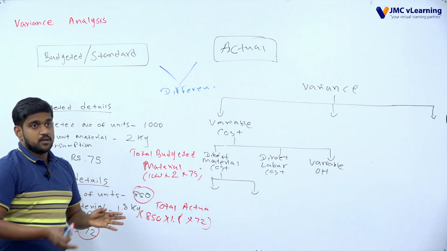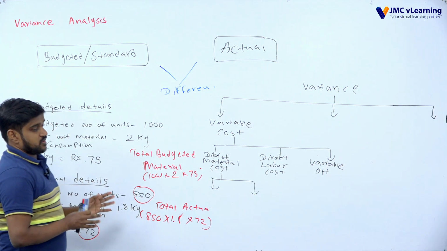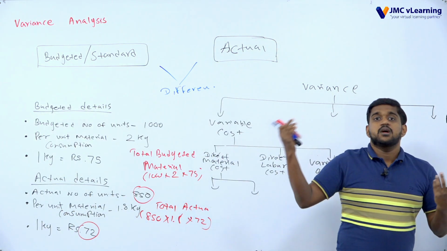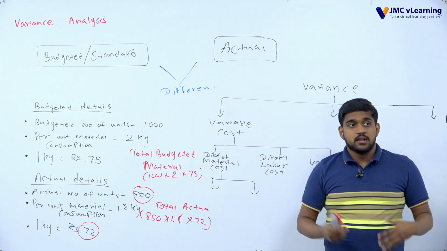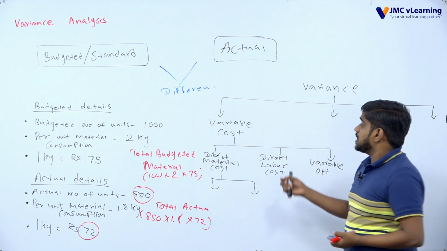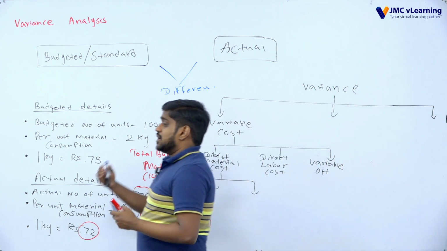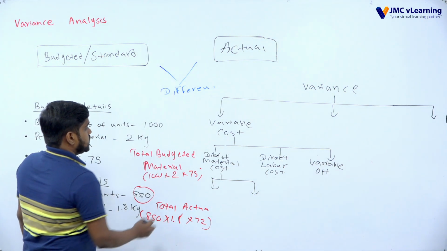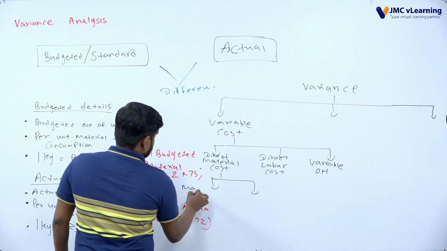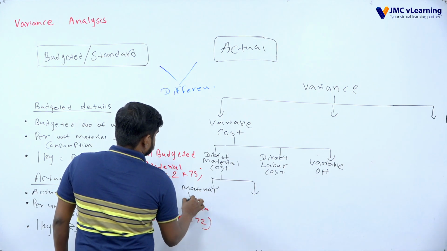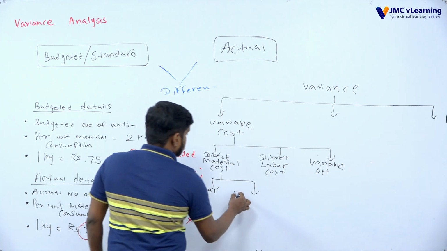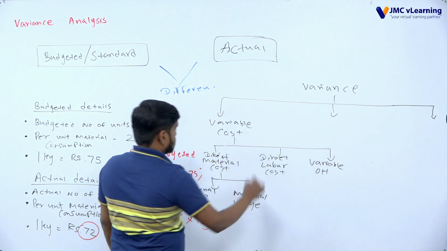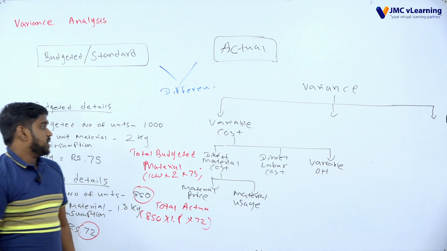Then we can identify the main reason for this difference. What's the main reason for this difference? Is it price change, or is it our quantity change? For that purpose, again we can calculate sub variances for this direct material cost variance. That means material price variance and material usage variance.